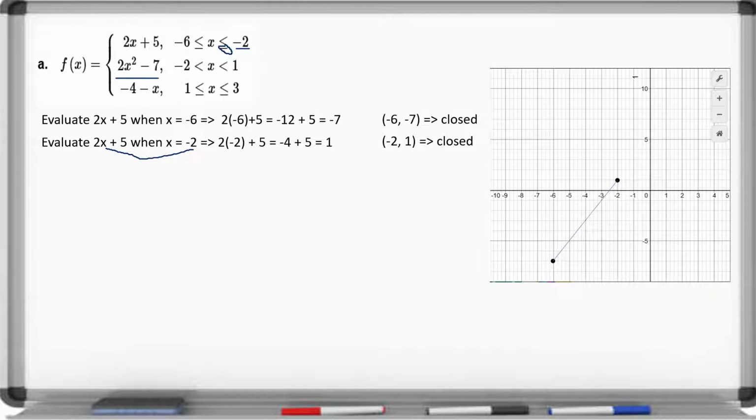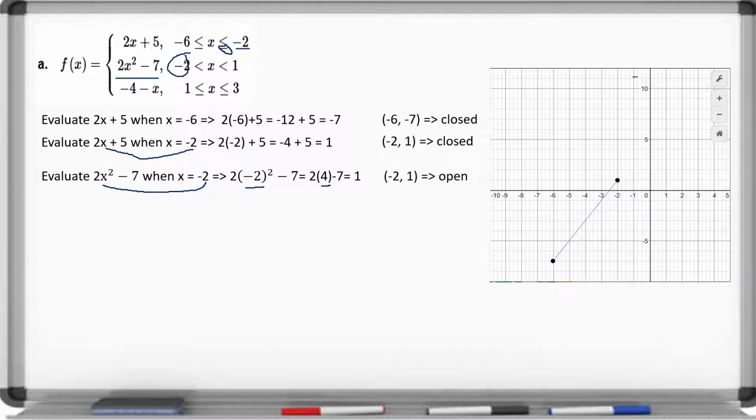Now let's focus on the second function rule. Evaluating this second function rule, we're gonna be using negative 2 first. Plug in negative 2 into the function, you get 2 times negative 2 squared minus 7. Negative 2 squared is 4. 4 times 2 is 8. 8 minus 7 is 1. So our coordinates are negative 2, 1. And it's open because if you look at the inequality, there's no bar underneath.